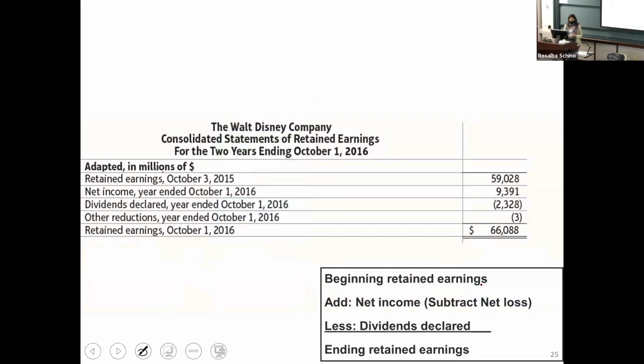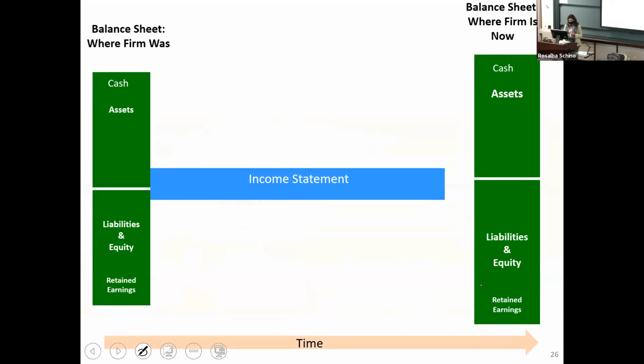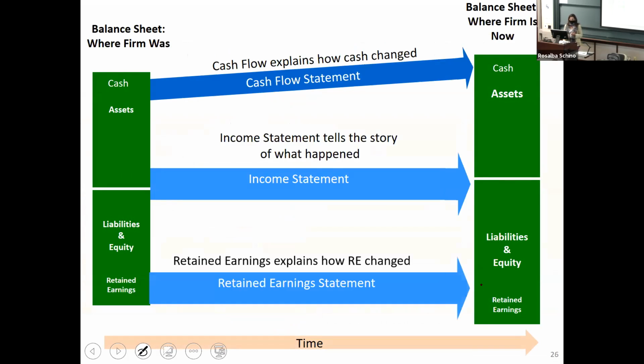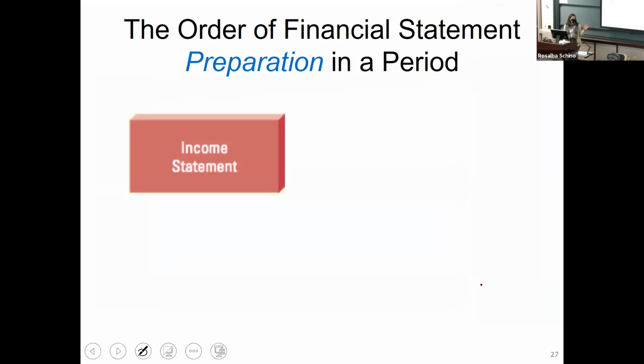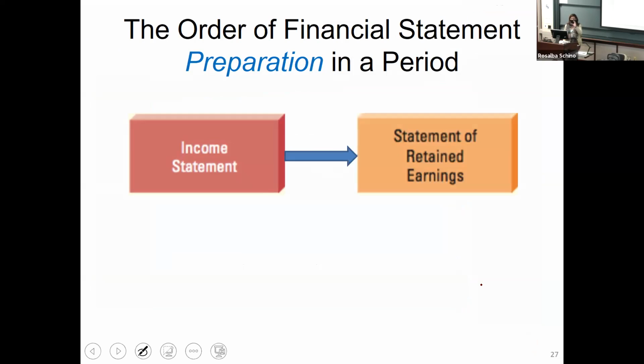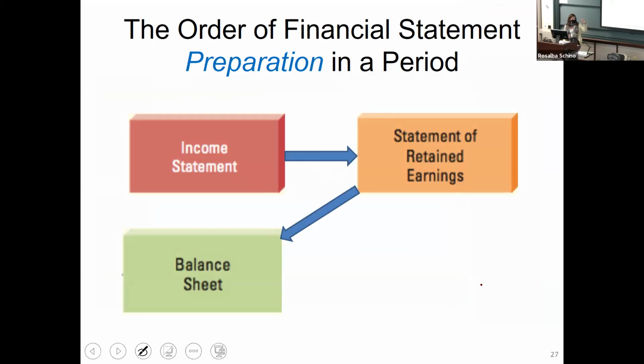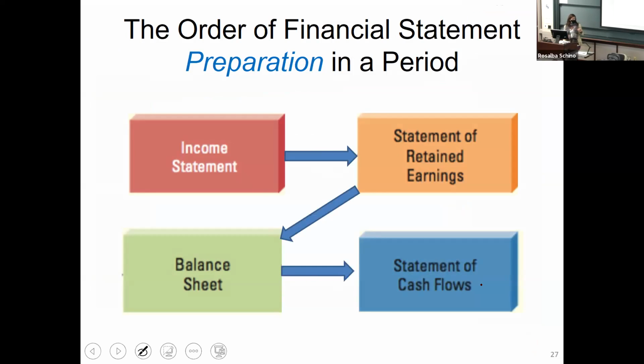So this is the consolidated retained earnings. The income statement, the cash flow, and the retained earnings statement will all get you from the balance sheet at point A to the balance sheet at point B. The order of preparation, guys, is important. I start with the income statement, which gives me the net income that I plug into the statement of retained earnings. Once I know that, I can build a balance sheet because I'm going to know how much my retained earnings are in the equity. Once I do that, I can build a statement of cash flow because I'm going to know my cash balance.